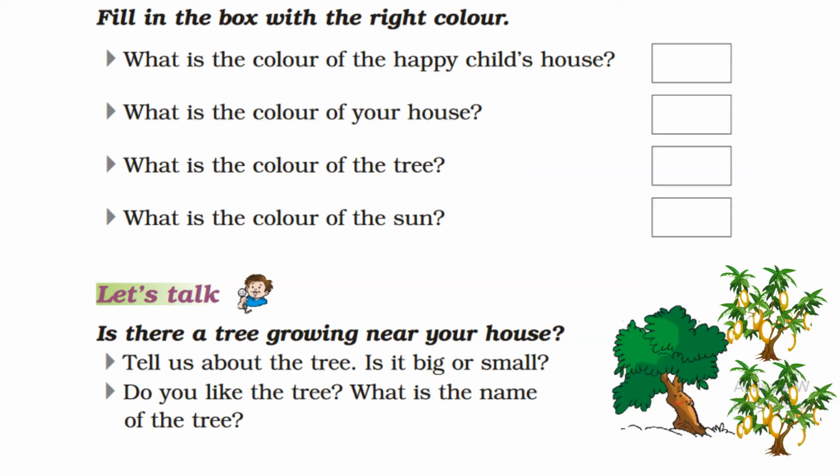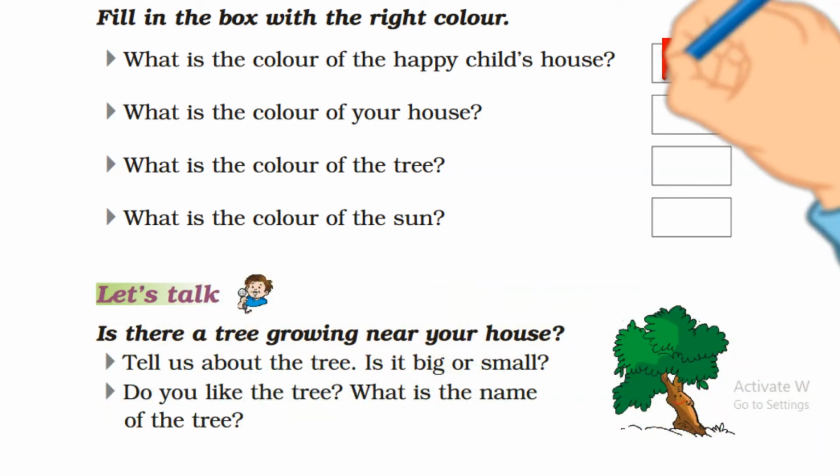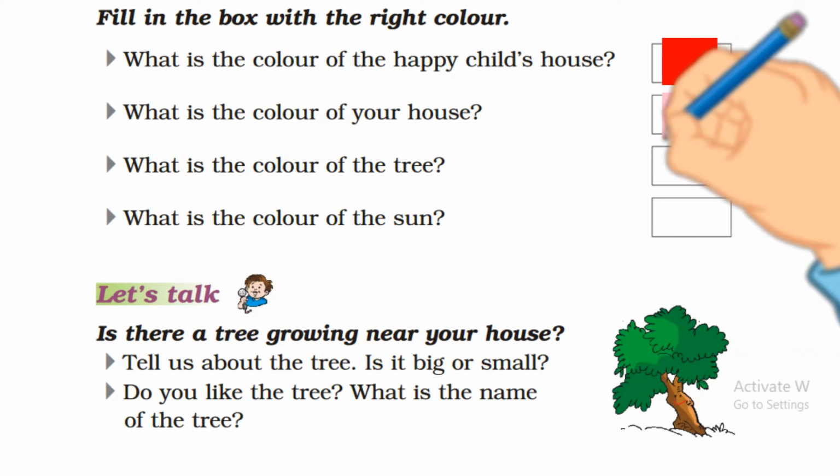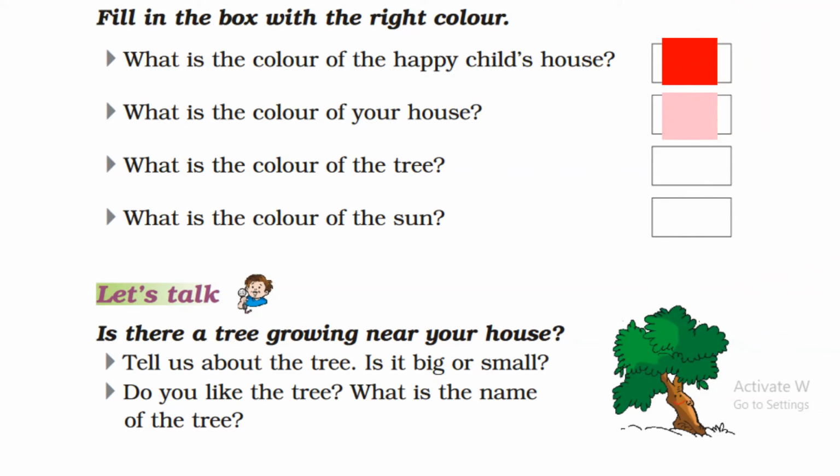So next, fun with the colors. Fill in the box with the right color. What is the color of the happy child's house? You know that answer. Red, right. So fill the box with red color. What is the color of your house? You have to check your house color. My house color is pink. So I'm going to fill the box with pink color. So you check your house and fill the box with that same color, right?